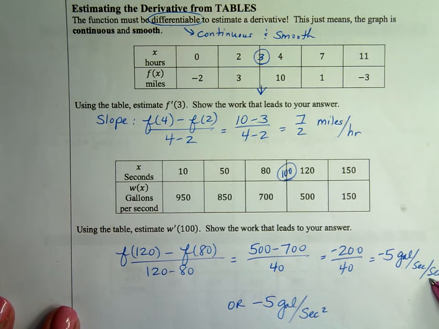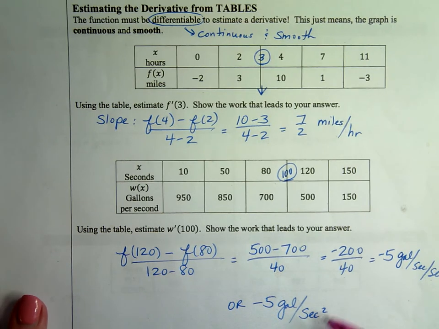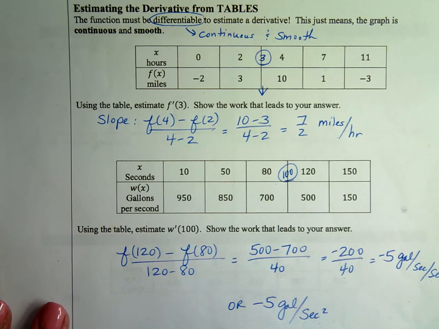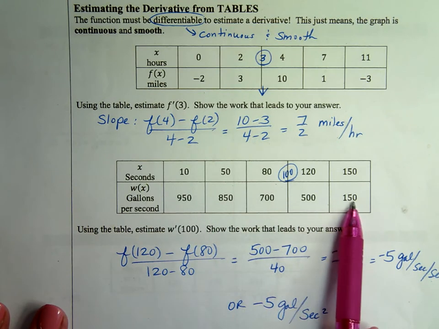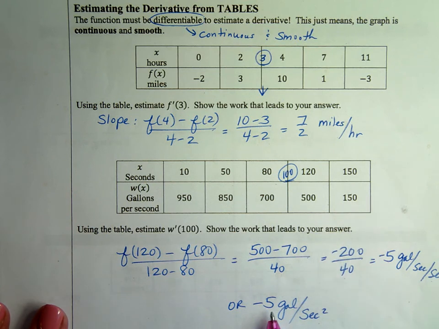That's kind of weird. Normally we write it as gallons per second squared. You might have seen that in physics, and that came up in class today. Some of you remember that notation from a physics situation. The fact that it's negative, if I'm looking at that, I can see that my y values are decreasing. They're getting smaller as I go along. And so that should make sense that this is a negative value.